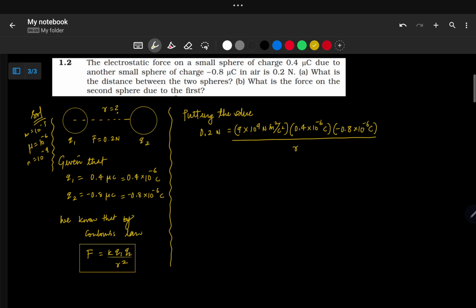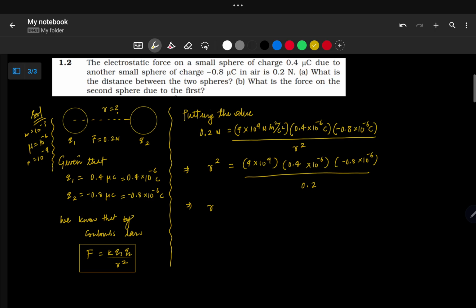And this is divided by r square, which we don't know, right? So basically what we are going to do is take r square to the left-hand side and force to the right-hand side. Now we have 9 into 10 to the power 9, 0.4 into 10 to the power minus 6, and minus 0.8 into 10 to the power minus 6, right? And now we divide this by 0.2 Newton, right? Now we are leaving r on this side, and we are taking the root of the other side, right?